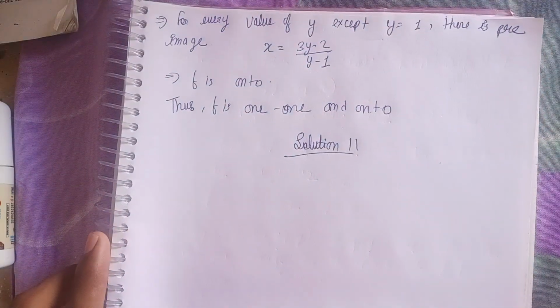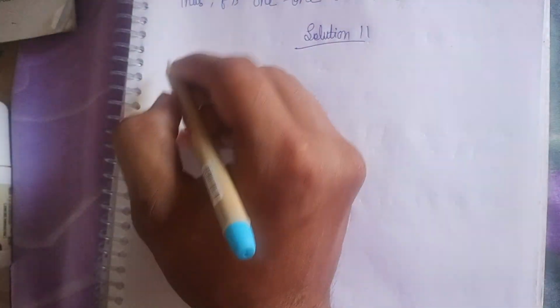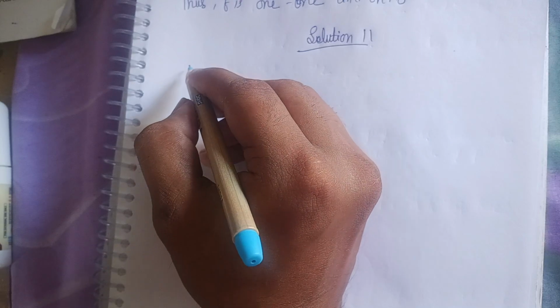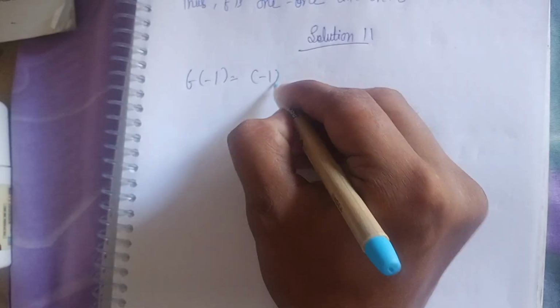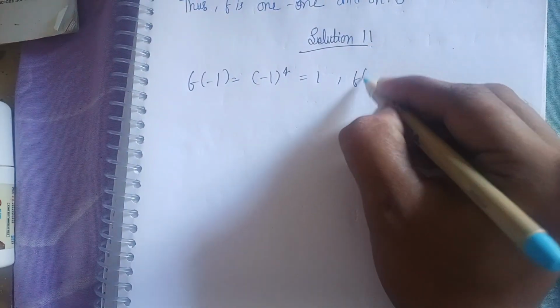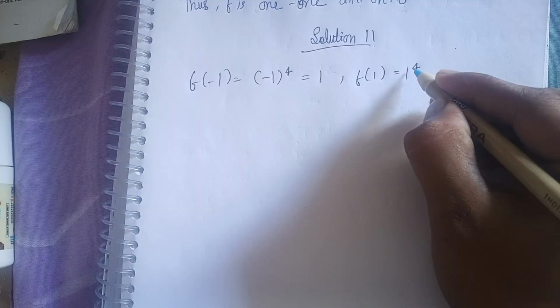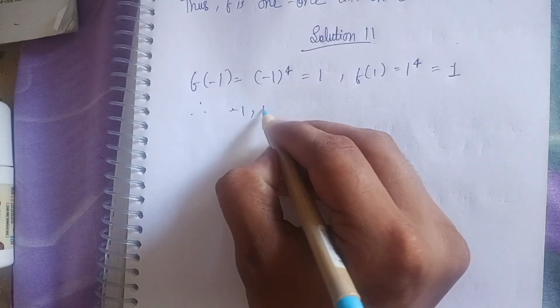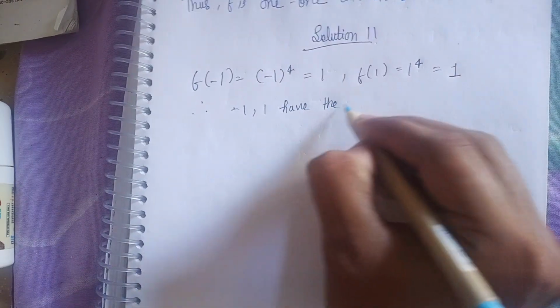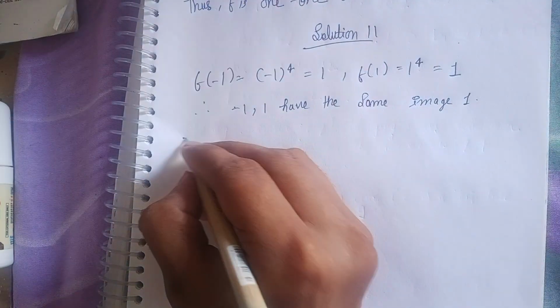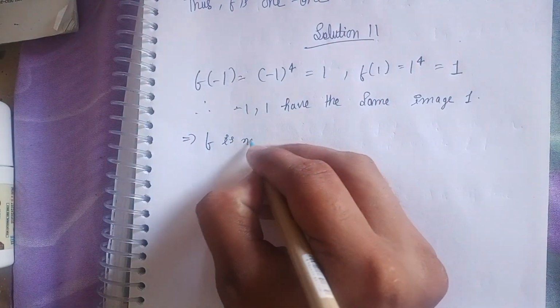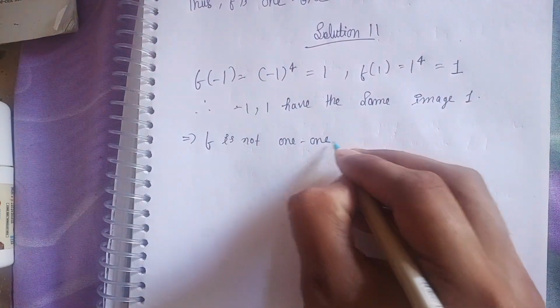Solution for question number 11. Here f(minus 1) is equal to (minus 1) to the power 4 is equal to 1. f(1) is equal to 1 to the power 4 is equal to 1. Therefore minus 1 and 1 have the same image. Therefore f is not one-one.